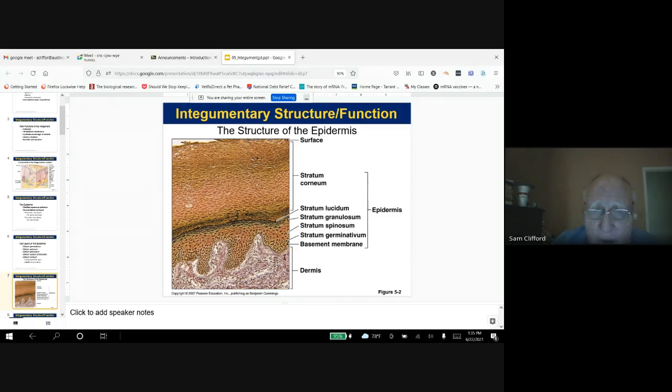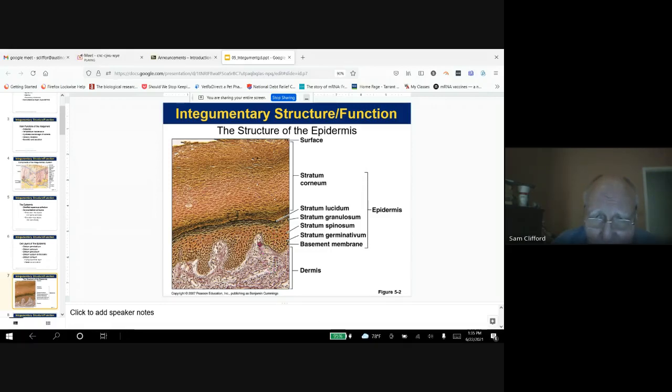So if you look at the layers of the epidermis, you can see that the top layer is the stratum corneum, then the stratum lucidum, the stratum granulosum, the stratum spinosum, and the stratum germinativum. So the stratum germinativum are where cells are actively dividing and growing. Below the epidermis, below the stratum germinativum, is the dermis.